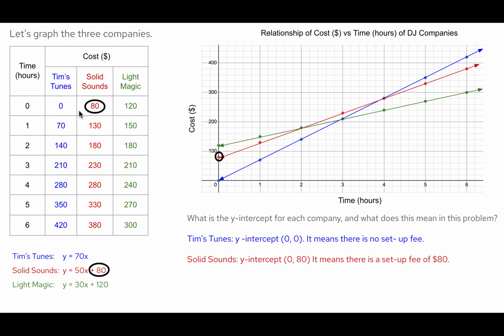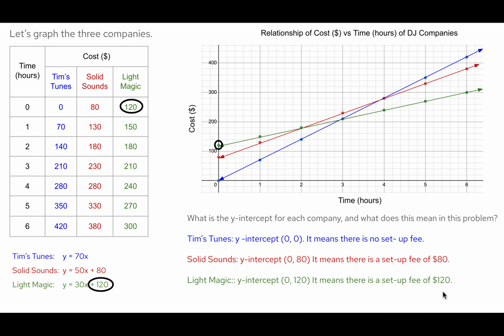For Solid Sounds, you can see they have a setup fee of $80. That means here for 0 it's 80, and it's shown in the equation as plus 80. And for Light Magic, it was a setup fee of $120. Again, you can see it here in the table, on the graph, and in the equation. Notice when we say the y-intercept, we always write it as an ordered pair, 0, comma, and then the number. So again, the y-intercept for Tim's Tunes is (0, 0), no setup fee. Solid Sounds (0, 80), $80 setup fee. And for Light Magic (0, 120), $120 setup fee.